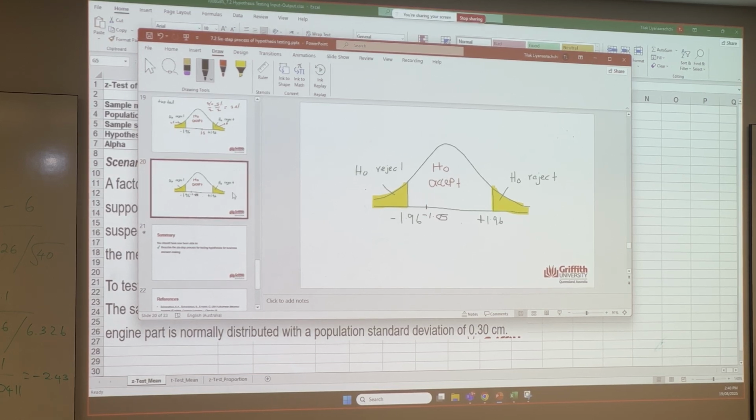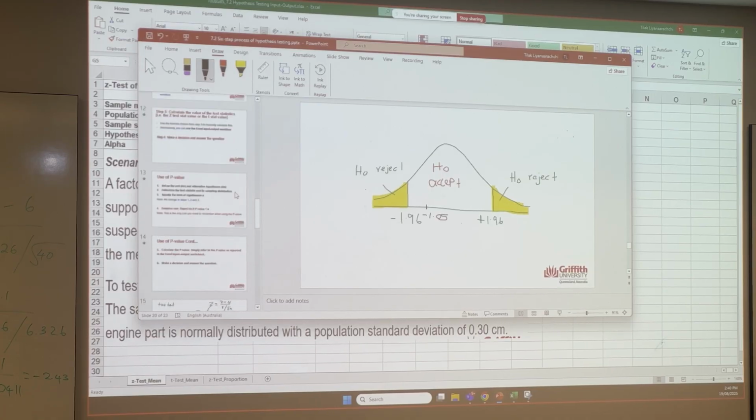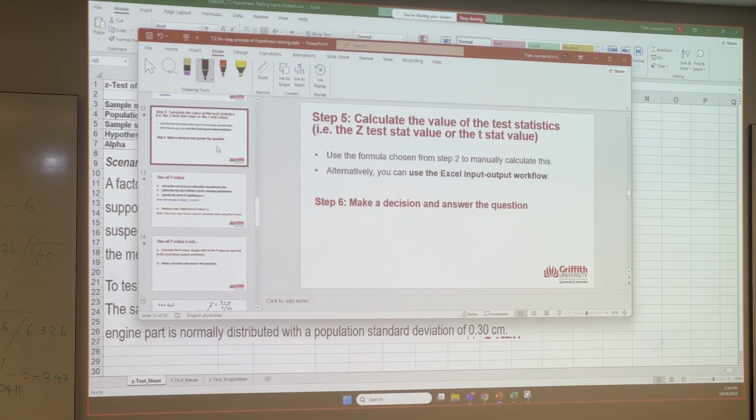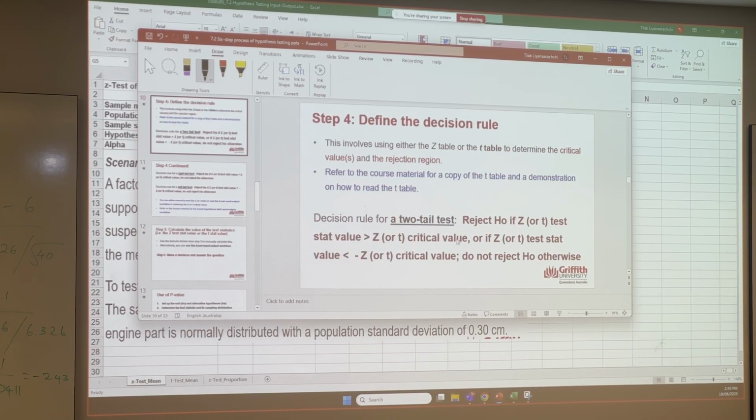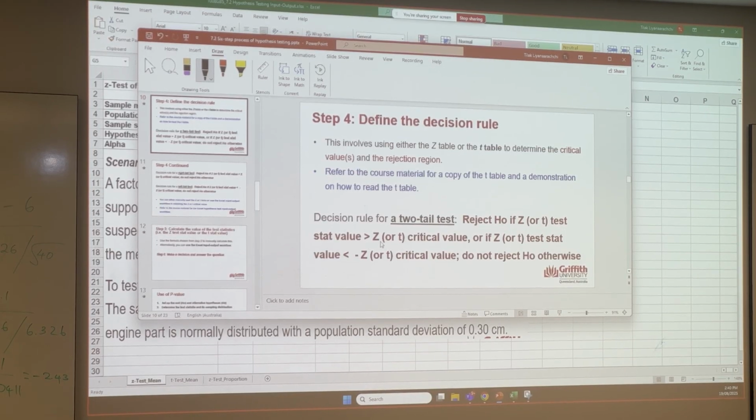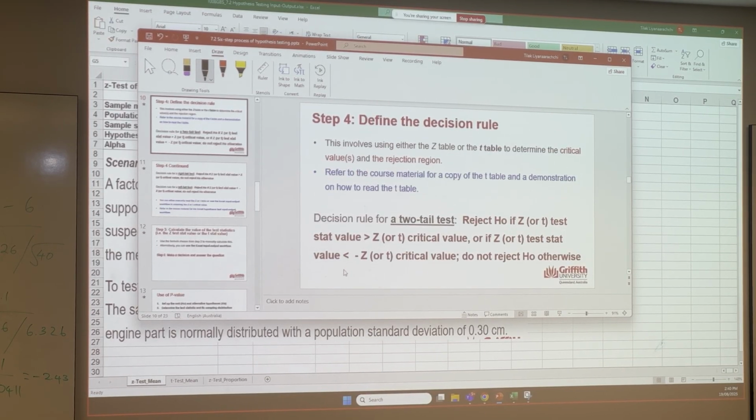You need to look at the rule: reject H naught if the test statistic is bigger than the Z value or less than the negative Z value. That is not fulfilled. Therefore, we cannot reject H naught.